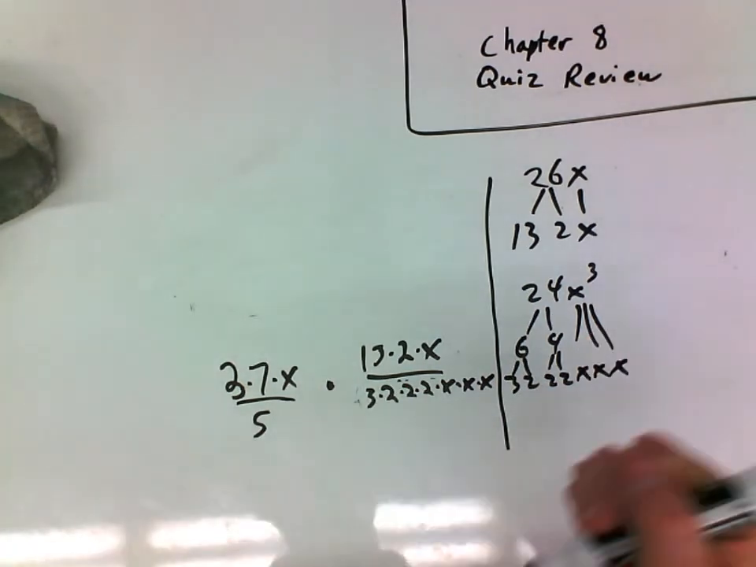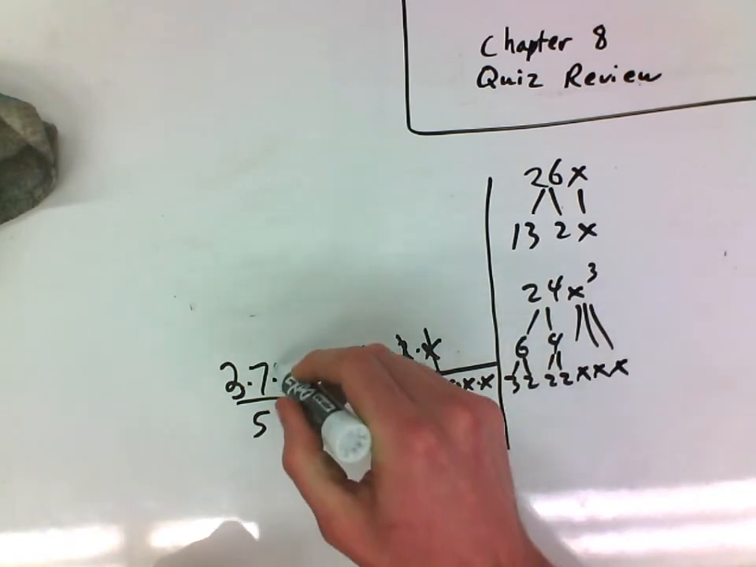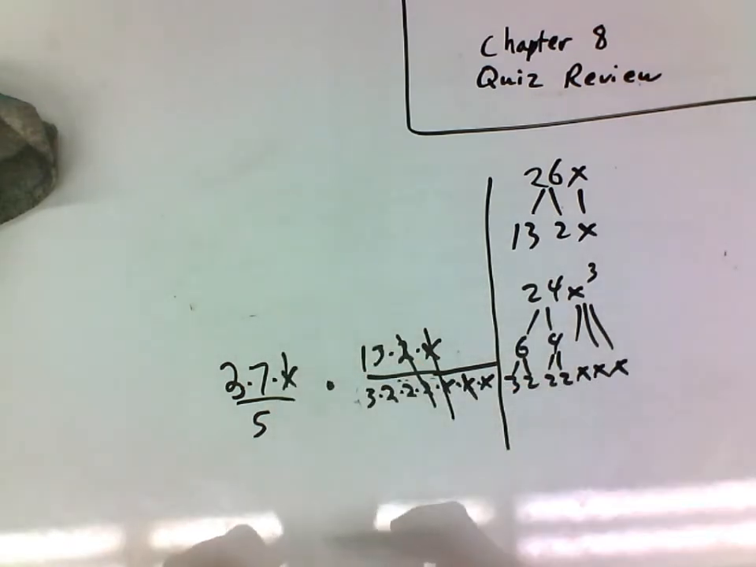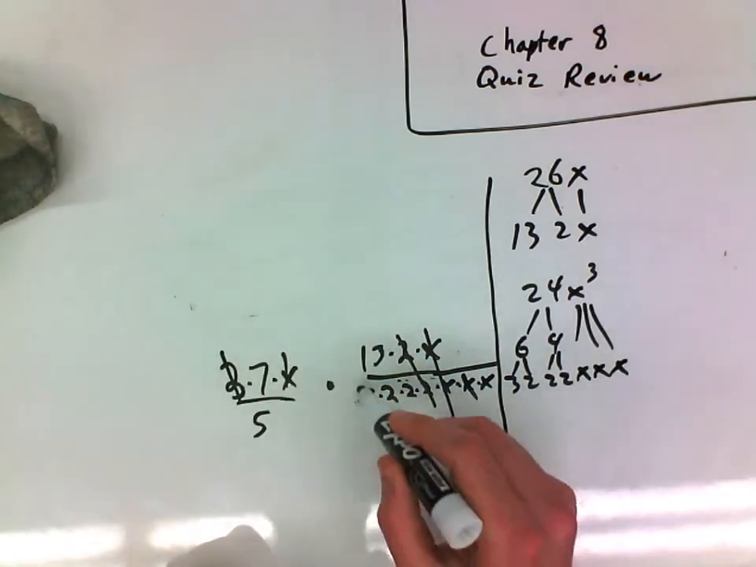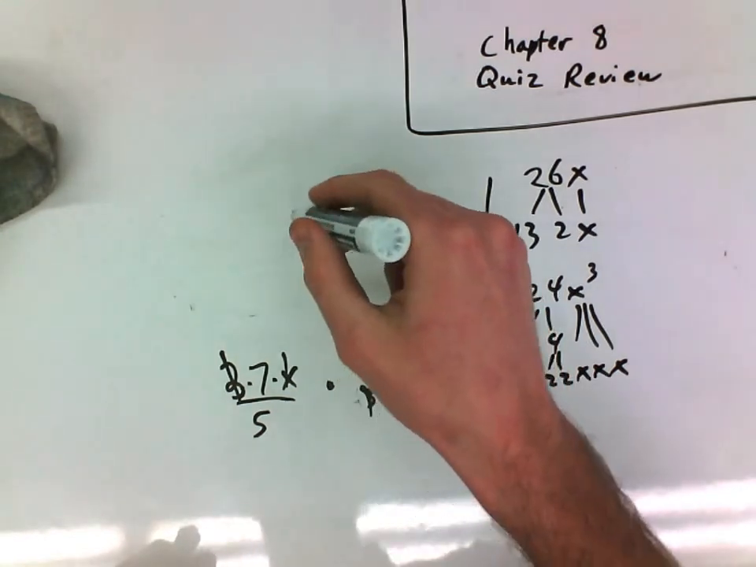Now I'm just going to see what cancels. Well, the 2's are going to cancel. One of those x's is going to cancel. Hey, I got an x over here that's going to cancel that x on the bottom. We got a 3 that cancels, a 3 that cancels. And that's really it.